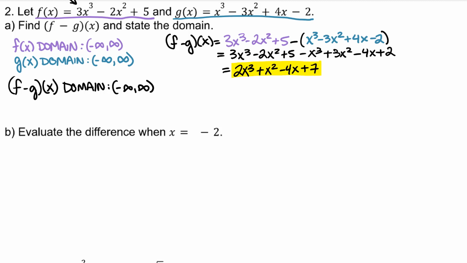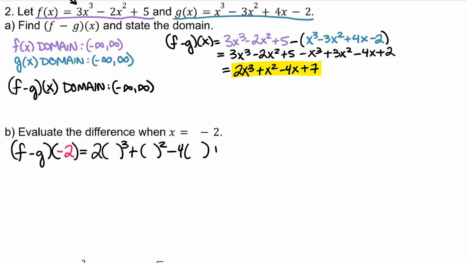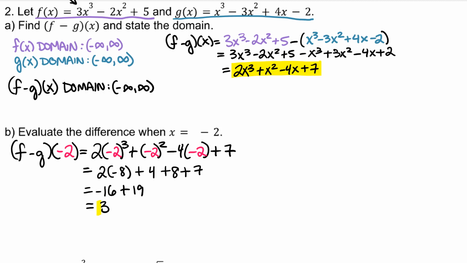As we said before, the result is a polynomial, and the domain of every polynomial is negative infinity to infinity. To evaluate the difference when x equals negative 2, plug in negative 2 into the result of part A. And the result is 3.